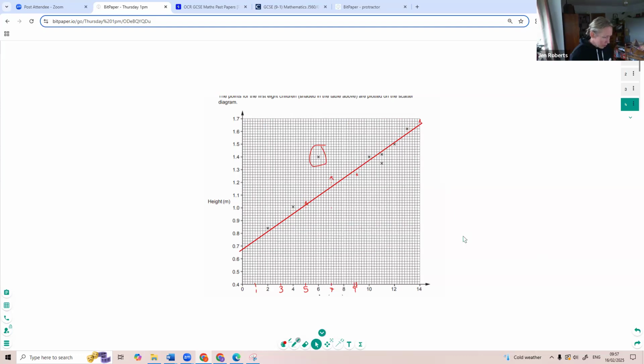Ruled line of best fit. Okay, there we go. So make sure you do it with a ruler. That's quite important.